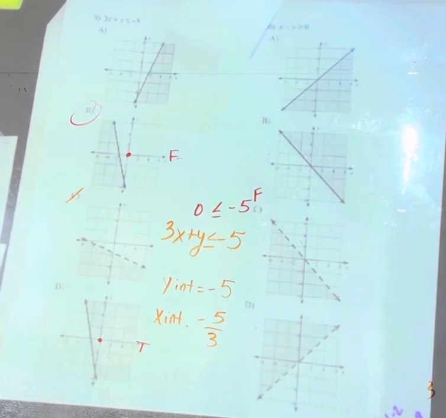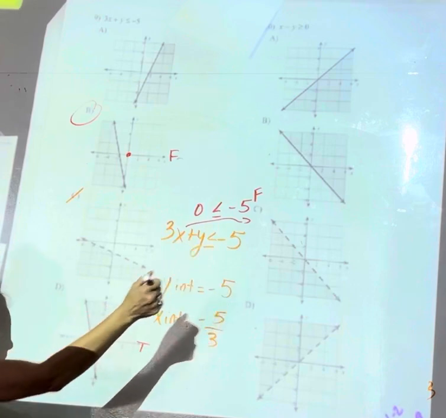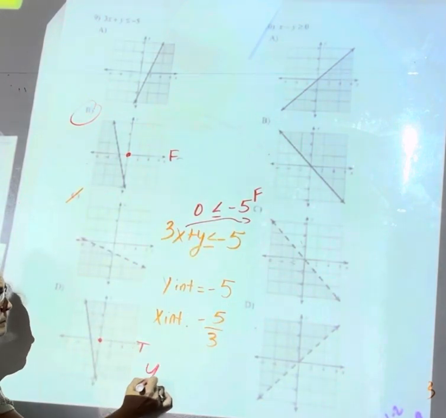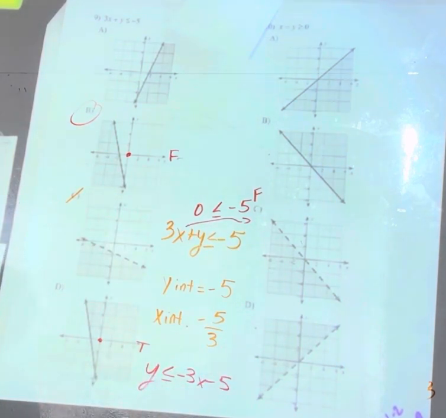If I picked any of the points in the shaded region, those would also be correct. So if we just solved it for y, you would move the 3x over. If it's positive over here, what's going to be on the other side? Negative. So y is less than negative 3x minus 5. So less than, you shade below. My slope is negative. So again, you're at B.